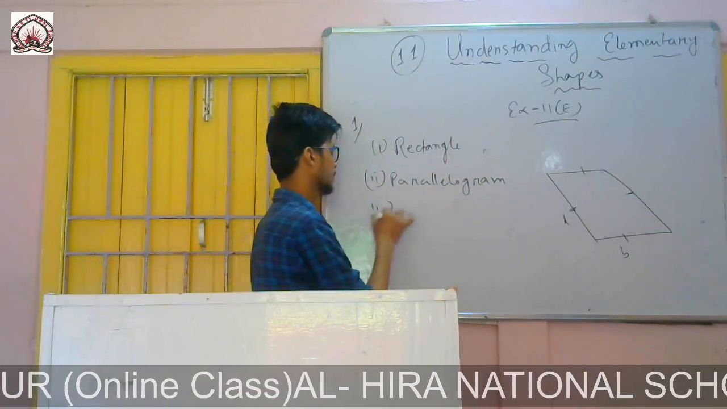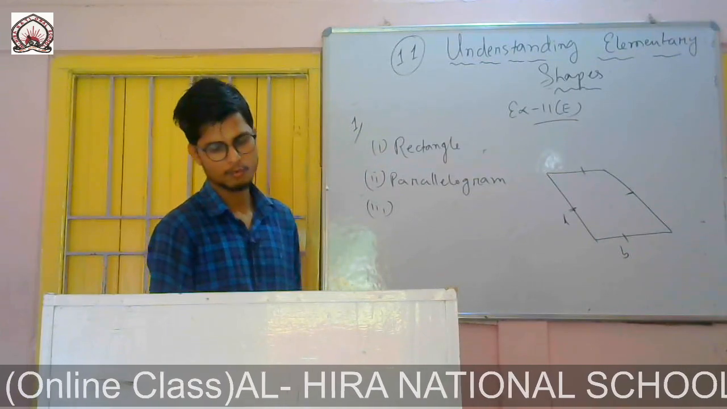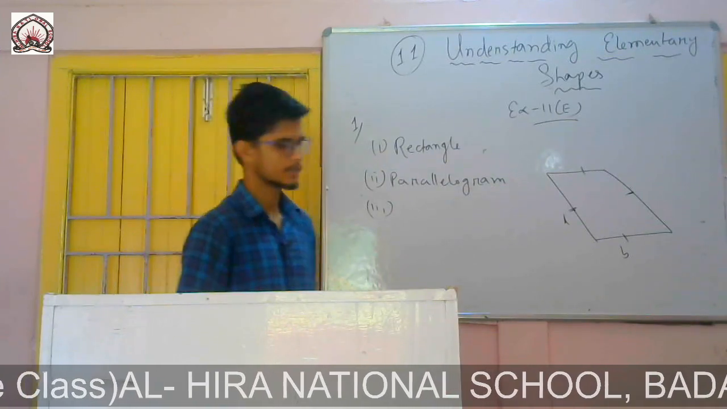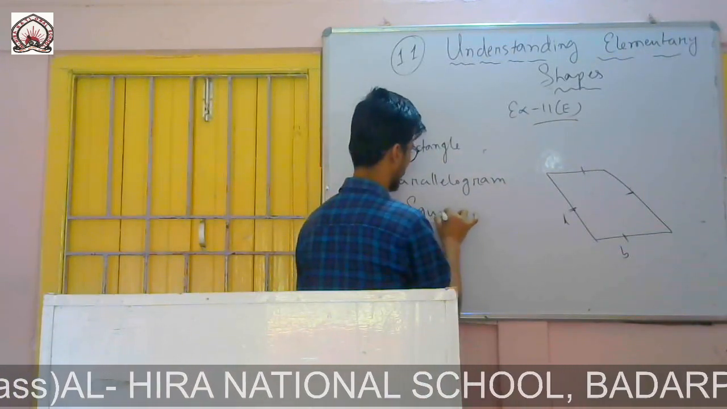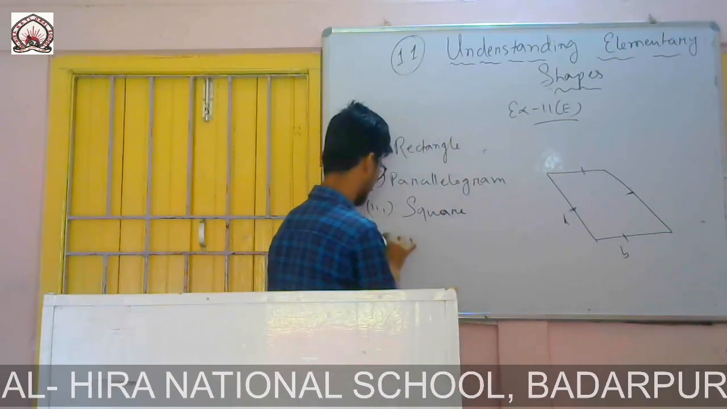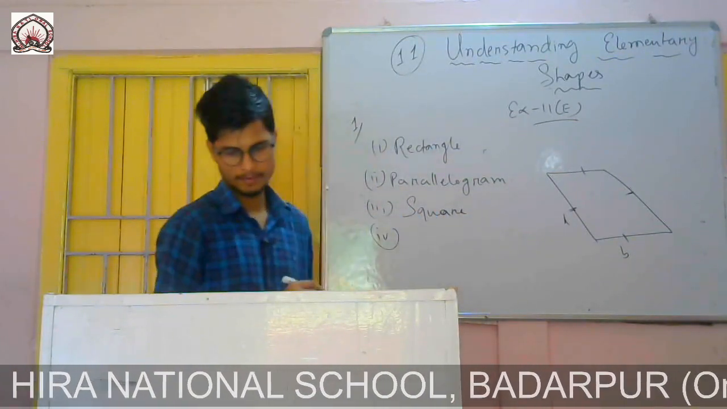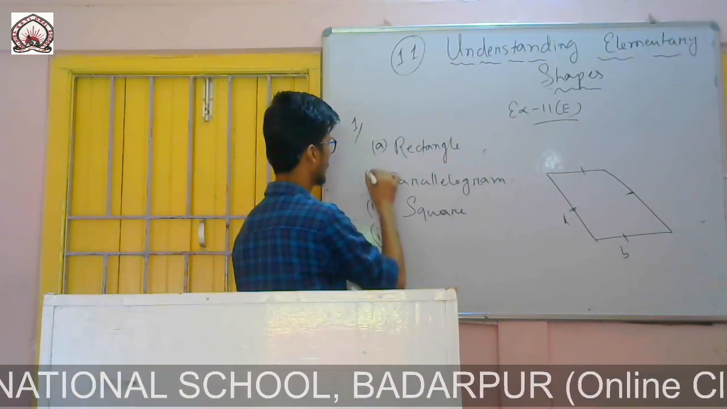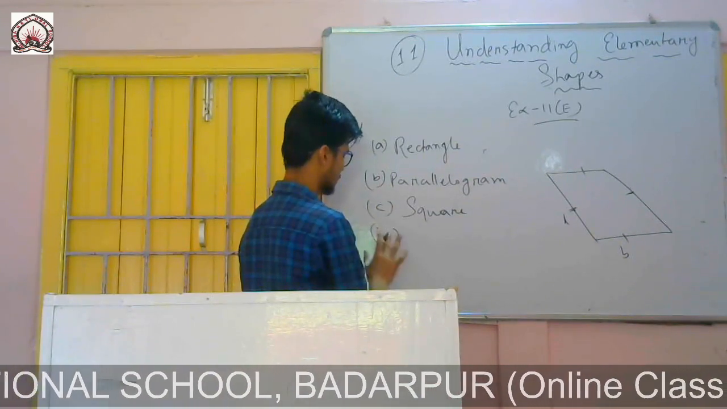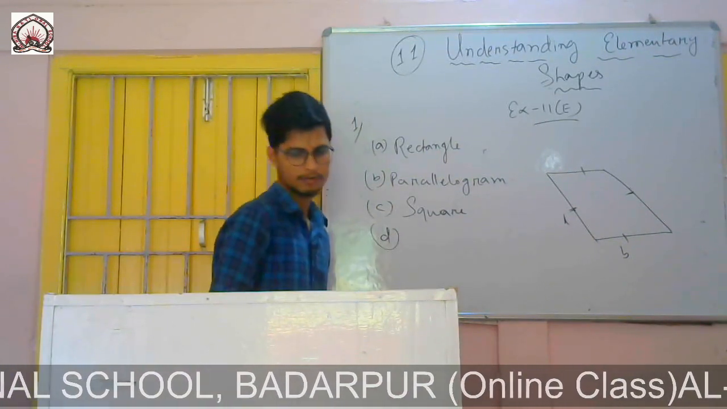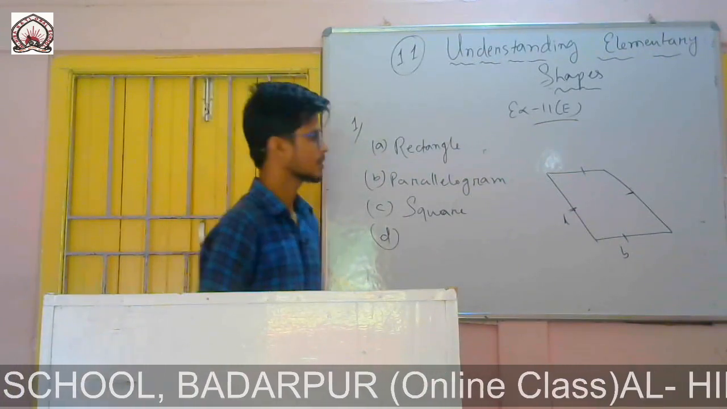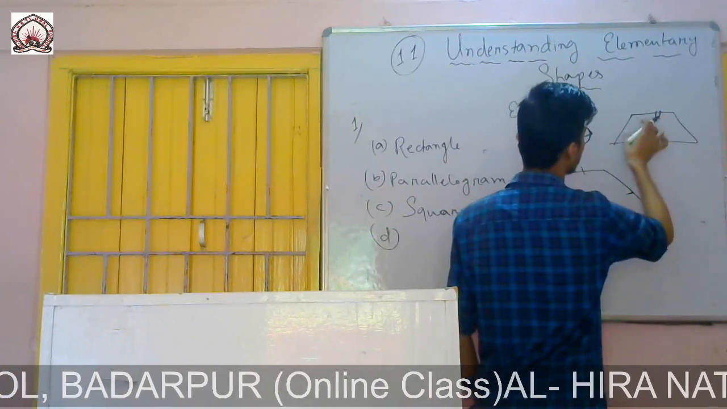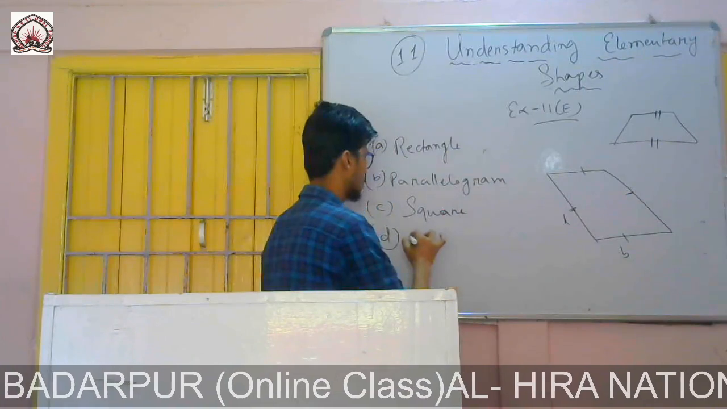In Roman number 3, you see all four sides are equal. If you count the square boxes, you will find all four sides are equal. So it is a square. Then option D, you see it is given like this. Only one pair of parallel sides is there. These two sides are not parallel. So this is a trapezium.